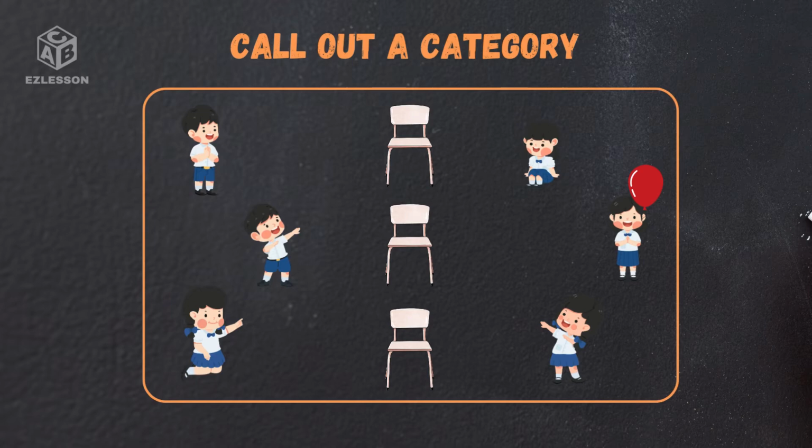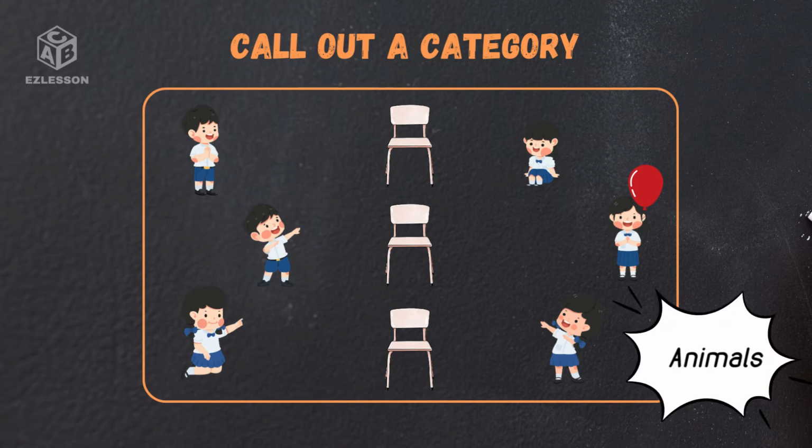Next, call out a category. Before the game begins, announce a vocabulary category. For example, you might say, animals.